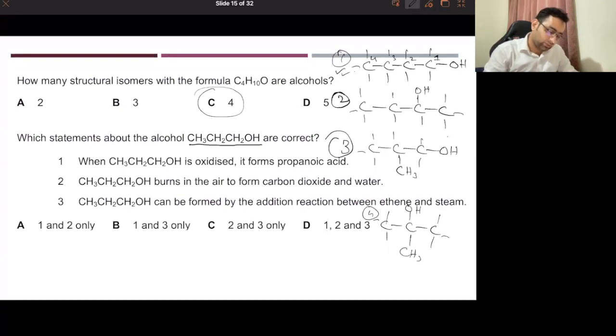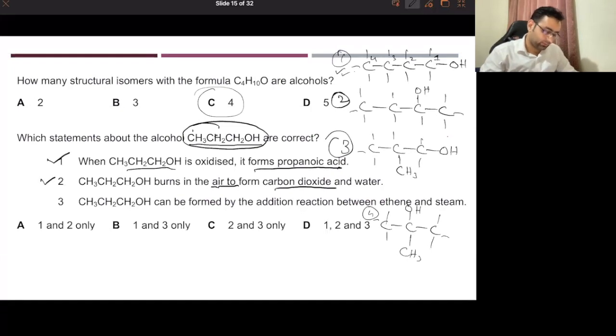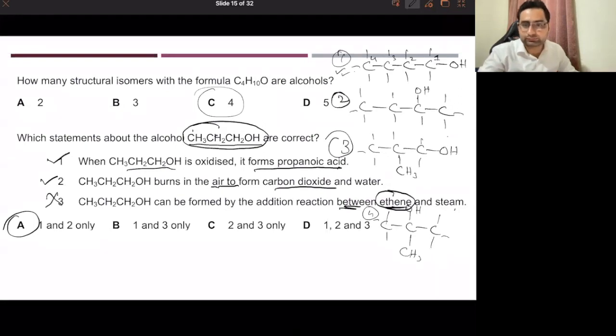So this is 1, 2, 3. This is propanol. When propanol is oxidized, it forms propanoic acid. Yes, this statement is true. Propanol burns in the air to form carbon dioxide and water. Yes, it's true. Propanol can be formed by the addition reaction between ethene and steam. When you add ethene to steam, ethanol can be formed. Propanol cannot be formed. So this statement is wrong. So your answer is 1 and 2 only.